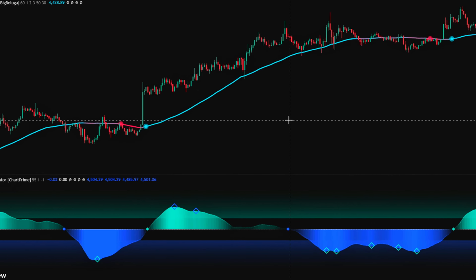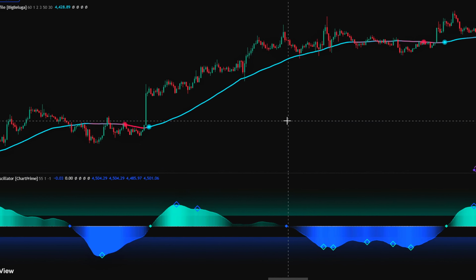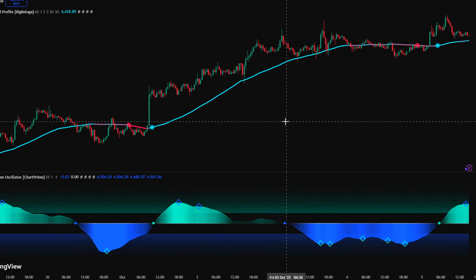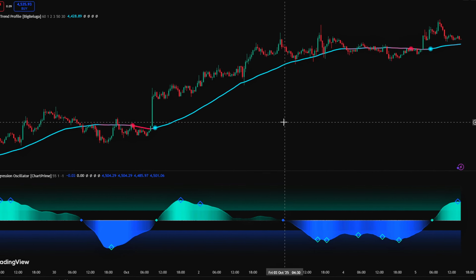How to interpret it. The blue area of the oscillator indicates downward momentum, suggesting bearish pressure or potential continuation of a downtrend.